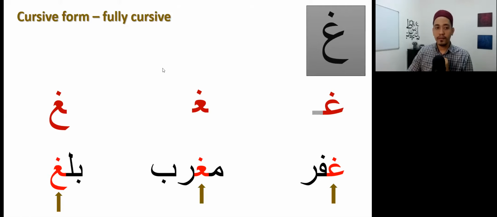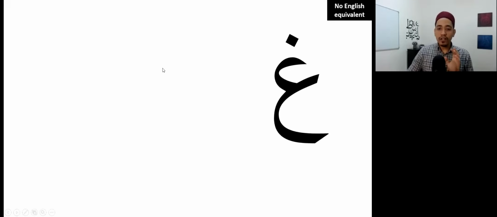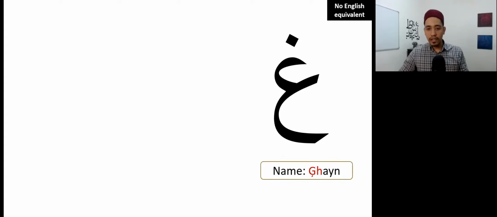The letter ghain is not a very difficult letter, but it does need some practice. Generally, when we're dealing with throat letters, you want to be careful. We're reaching the end now of the letters. I think the next lesson will be the last of the letters.